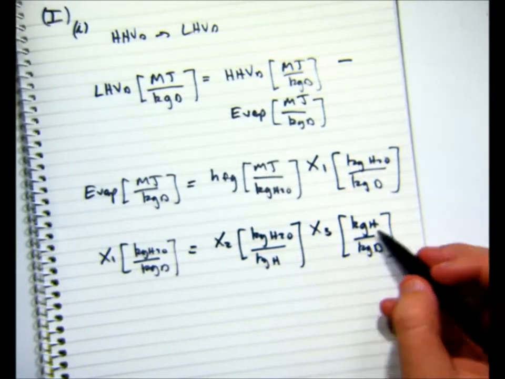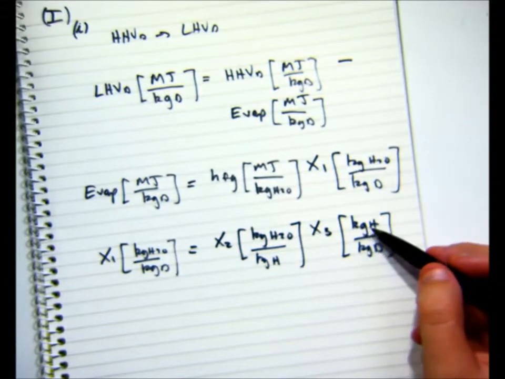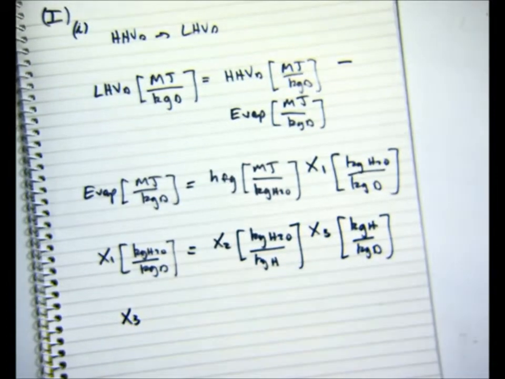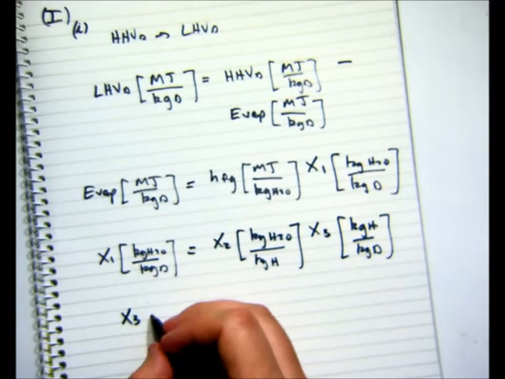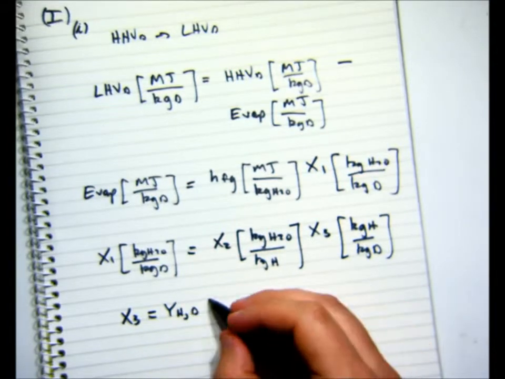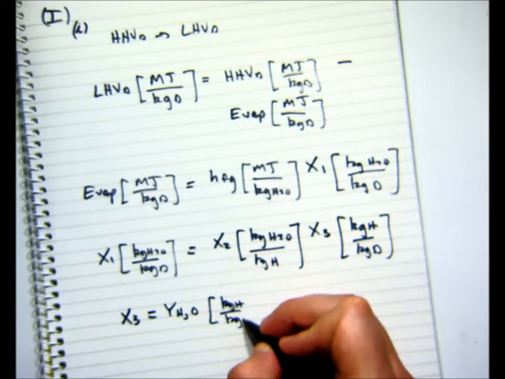So x3 tells you kilogram H per kilogram dry. This is really just the dry mass fraction that we were given at the start of the problem. So x3 is Y_H on a dry basis, and has units kilogram H per kilogram dry.